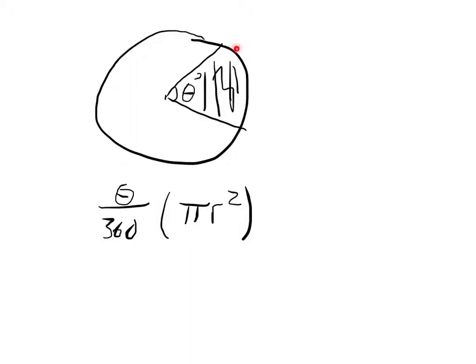Associated with that sector also there's an arc. We have this arc right here. And that arc is a portion of the whole circle's circumference. So what would the length of that arc be? It would be theta over 360ths of 2 pi r. Oh, theta over 360ths of the circumference. That's if I'm measuring in degrees.